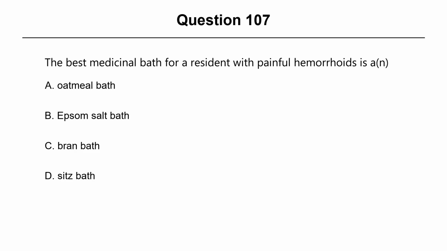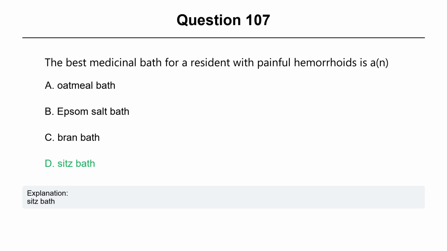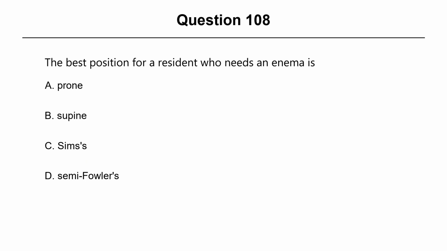Question 107. The best medicinal bath for a resident with painful hemorrhoids is an: Option A, oatmeal bath. Option B, Epsom salt bath. Option C, bran bath. Option D, sitz bath. The correct answer is option D, sitz bath.